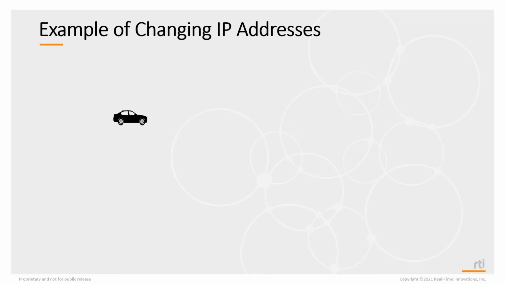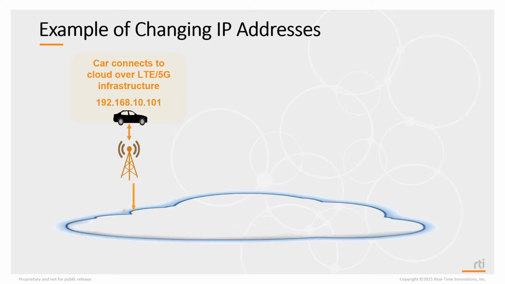Let's take an example of a car. A car may be connected to the cloud in various ways. The car itself may have devices connected to the cloud, or perhaps you're in your car and you have your cell phone connected to the cloud. And this is typically over some sort of LTE or 5G network provided by your telecom. Now, your car or your device in the car will be assigned an IP address by the telecom infrastructure. And let's say you're connected to some cell tower here, and you'll get an IP address.